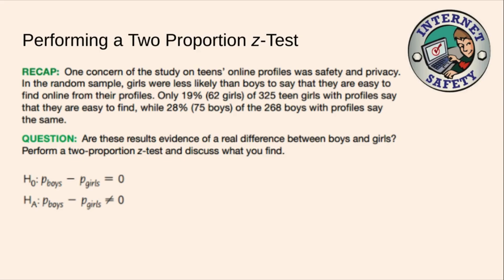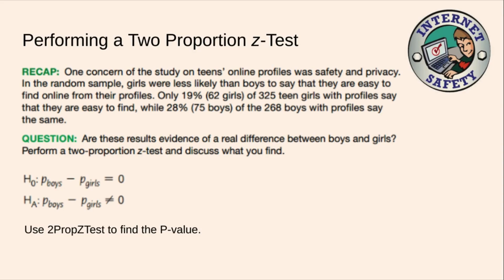The proportion of boys minus the proportion of girls is equal to 0 versus the proportion of boys minus the proportion of girls is not 0. And again, though the boys' percentage is higher here, we are looking for, I will remind you, a real difference. All right, so a difference one way or another is what we're testing for, so we're using a two-sided alternative. We're now going to use the two-prop z-test to find the p-value.